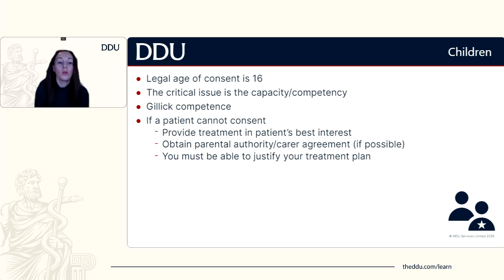Now, there are exceptions to the under 16 rule, such as Gillick competence, which is when you have a child under 16 with the appropriate maturity and they're able to understand and retain, weigh up, and communicate their decision, and you agree that it's in the patient's best interests, we can use Gillick competence. But ensure all of your steps have been documented and your reasonings for coming to this decision.